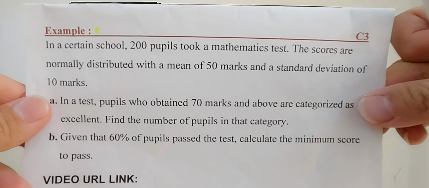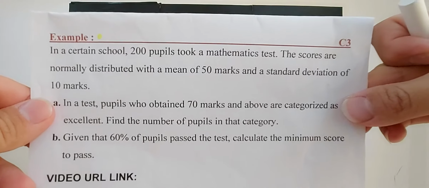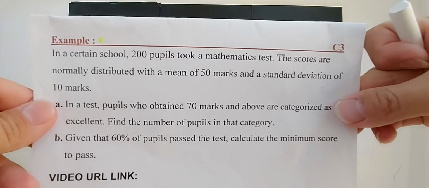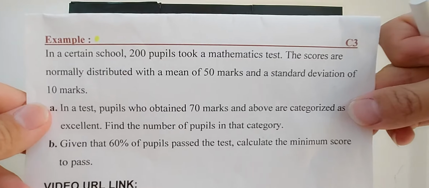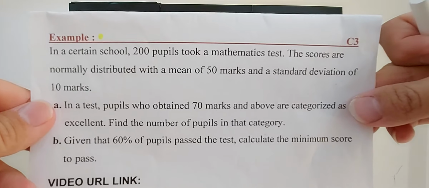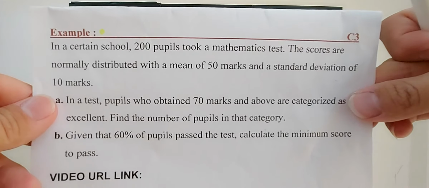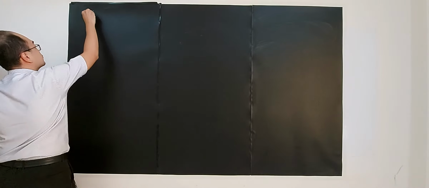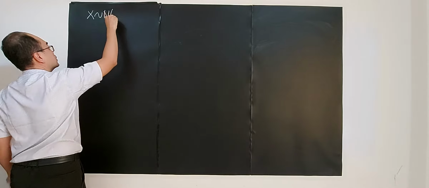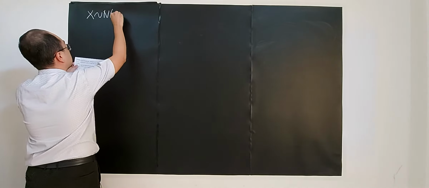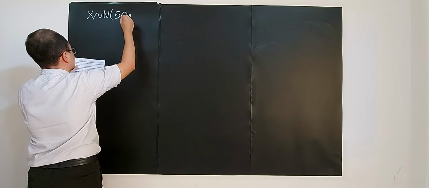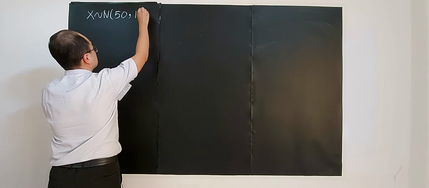In a certain school, 200 people took a mathematics test, alright, 200. So the scores are normally distributed. That means it's a normal distribution with a mean, right? So we know that the mean will be 50 marks, and the standard deviation is 10 marks here.